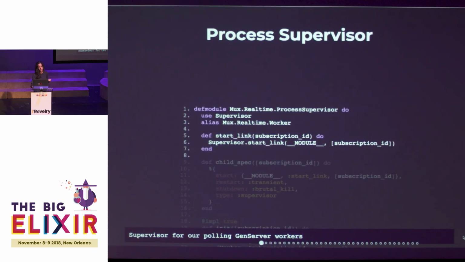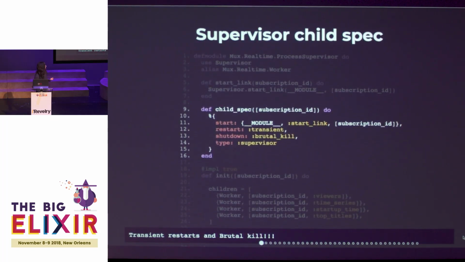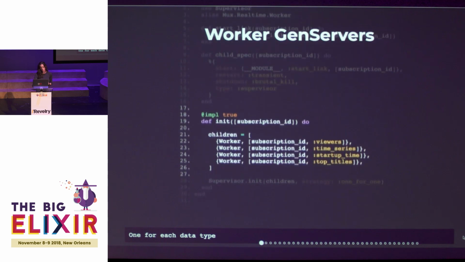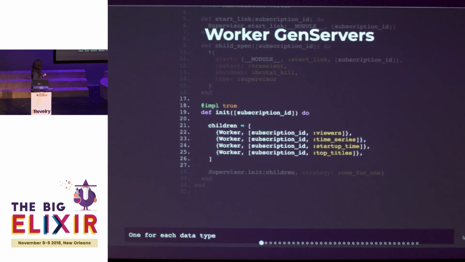Here's an example of our supervisor code. We give it a child specification with a restart property of transient, because we only want this to restart if it terminates abnormally. We wouldn't want this to restart if we explicitly terminated it. Another value we gave was a shutdown of brutal kill, which just means that when this process does die, we want it to immediately die. We don't want it to hang around for 5 seconds, which I believe is the default value. And then on init, we create our 4 different GenServer workers, one for each of our data types.